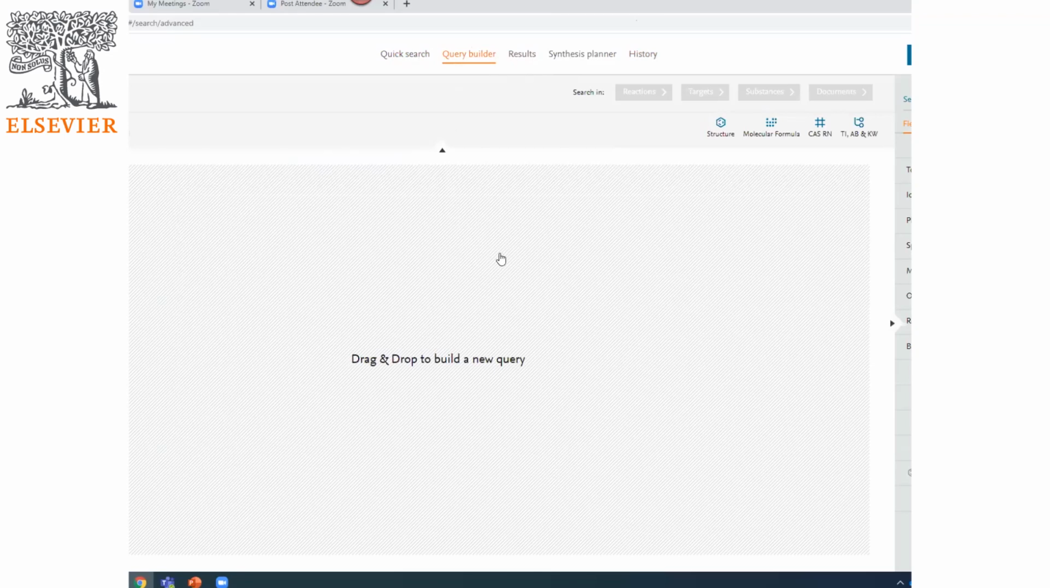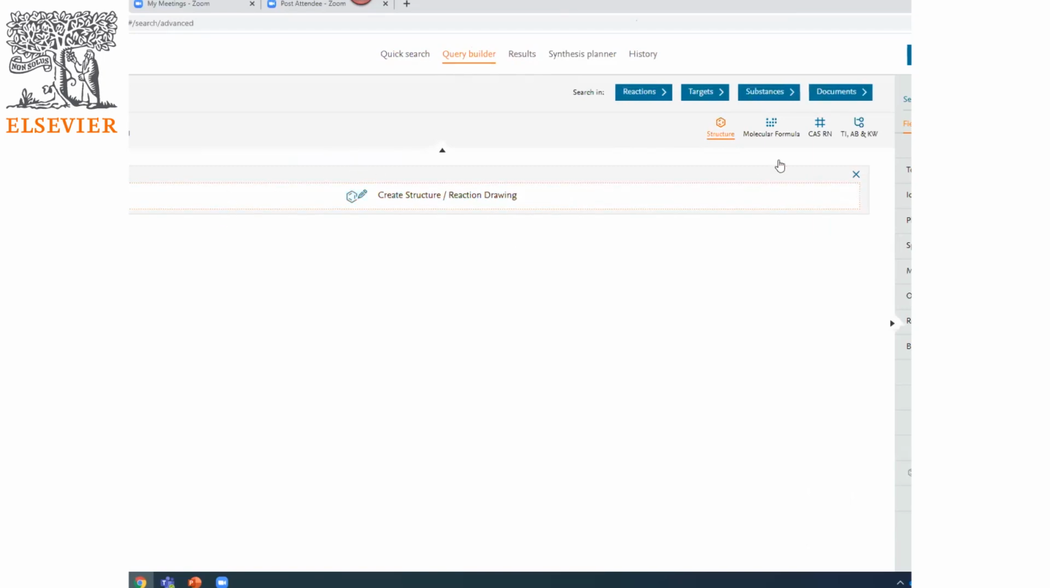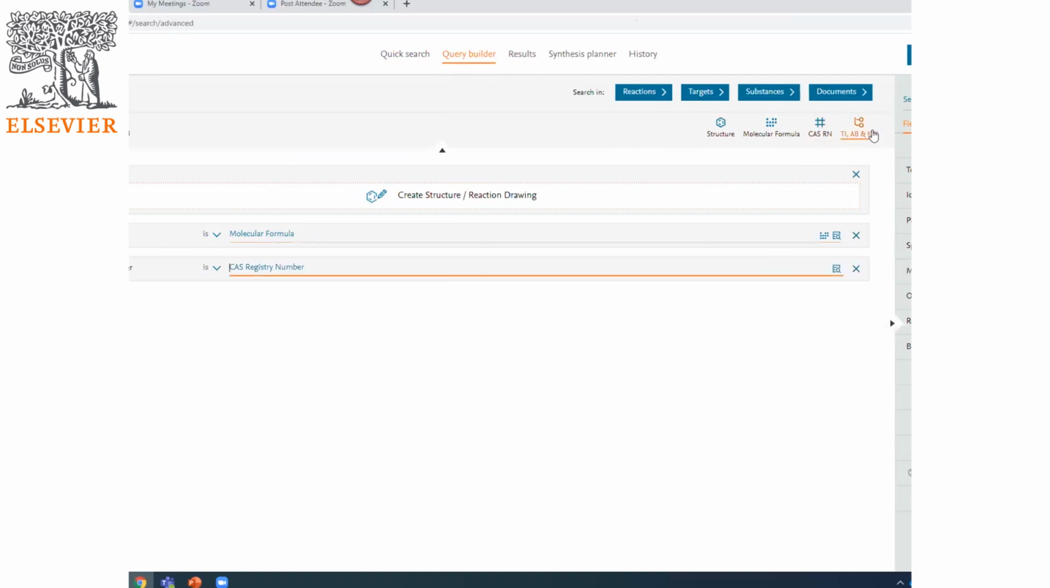What is the idea? In Reaxys, there are 500 searchable fields, and all of them are available and accessible from the query builder. You can use the structure of a molecule. You can use molecular formula. You can search by CAS number, or even you can add some information from titles or abstracts of the document. These are searchable fields. They are connected by some operators. You can change them: or, and, not, near. And there are searchable fields.